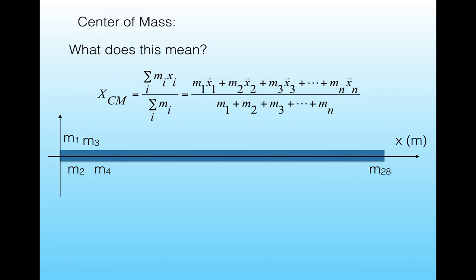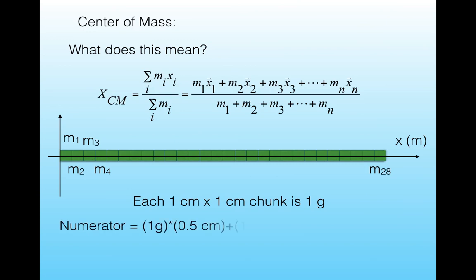We can break up this ruler into 28 segments, each 1 centimeter by 1 centimeter. And if we know the mass of each of these segments, assuming that it's constant throughout, let's just say that each 1 centimeter by 1 centimeter chunk is 1 gram. So each one of those green boxes that I put up is a chunk. Each one is 1 centimeter by 1 centimeter, and they each weigh 1 gram. Now we can use this equation. We can plug into the numerator. The first chunk, m1, has a mass of 1 gram. That's fine, they all do.